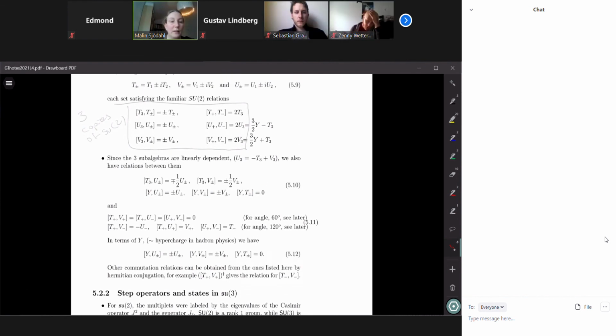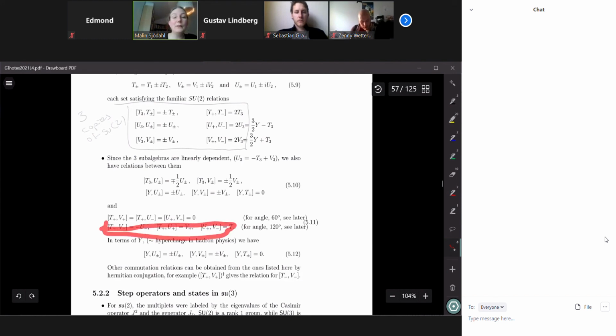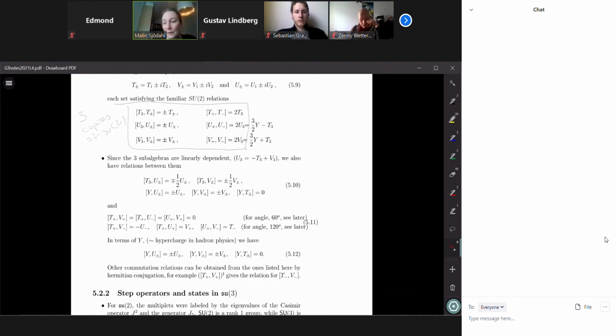Now, if we take a look at the commutation relations between the T's and the V's, the T's and the U's, and the U's and the V's, these particular combinations are 0. Some other combinations, T with V minus, and T plus with U plus, and U plus with V minus, are not 0. So there's some sort of difference between these different sets. That difference will soon become clear, because in a sense, these will form an angle of 60 degrees, and in the same sense, these will form an angle of 120 degrees.